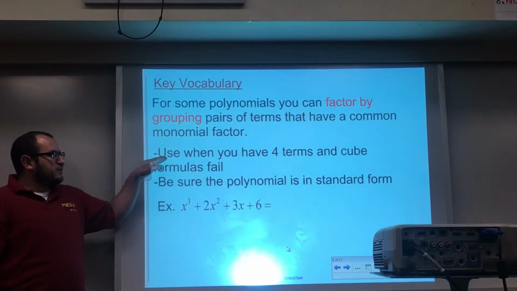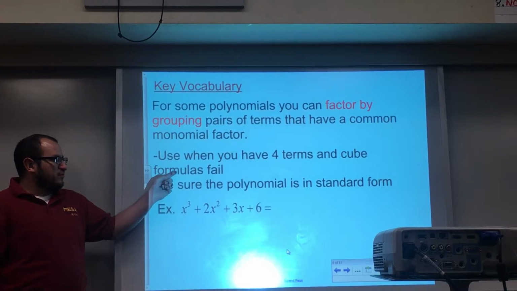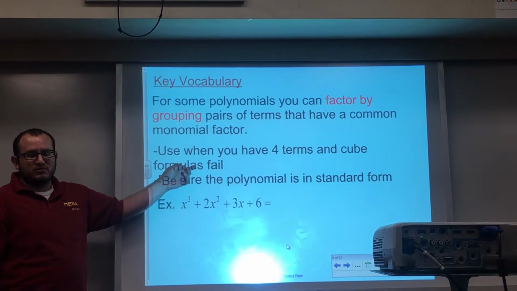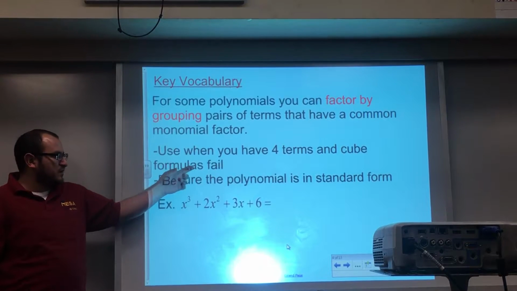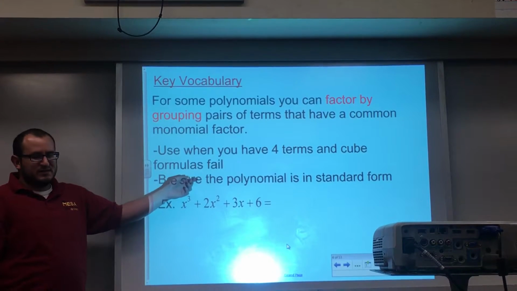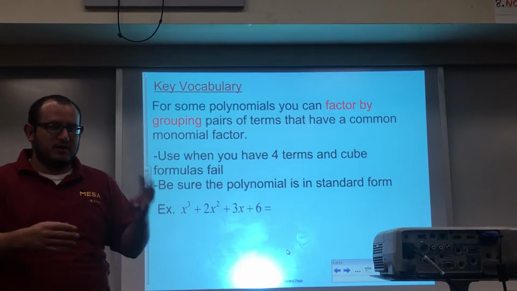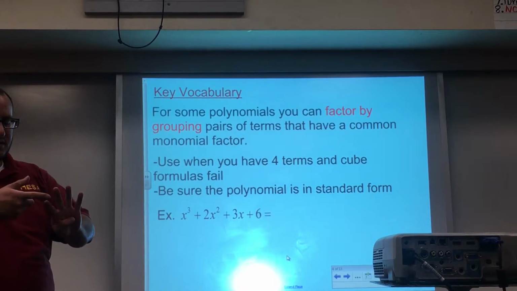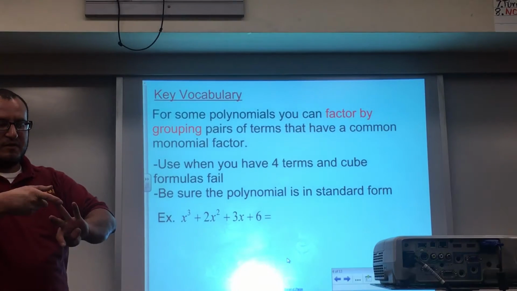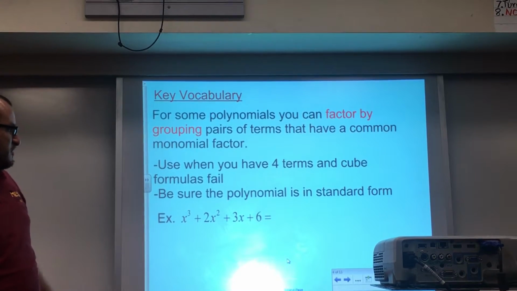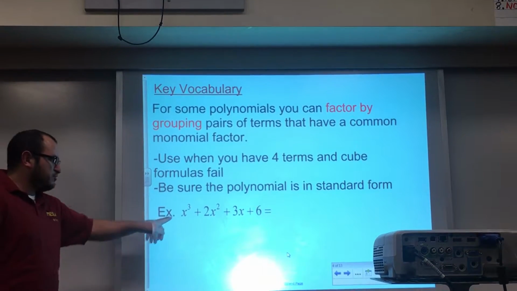Okay. You use grouping when you have 4 terms and the cube formulas fail. I'm going to show you what those cube formulas are in just a moment. Be sure that the polynomial is in standard form. That's what I talked about. But if the cube formula fails, it has to be one of the 4. It has to be box method, GCF, cubic formulas, or grouping, which is what I'm going to show you right now. So let's go ahead and do grouping right here.